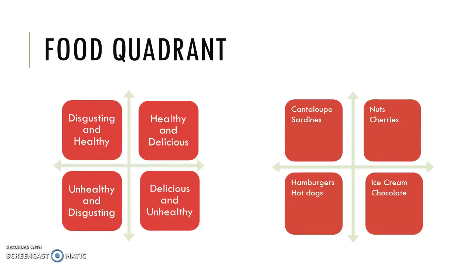Okay, so for me, healthy and delicious, I have nuts and cherries. Delicious and unhealthy, I have ice cream and chocolate. Unhealthy and disgusting, I have hamburgers and hot dogs. And disgusting and healthy, I have sardines and cantaloupe. And again, this is great for pronunciation, spelling, vocabulary, and just generating discussion.